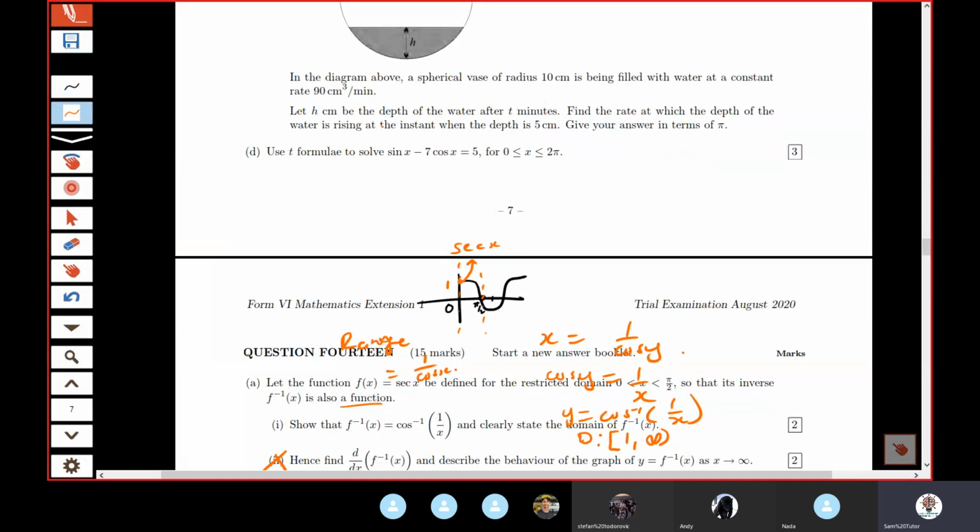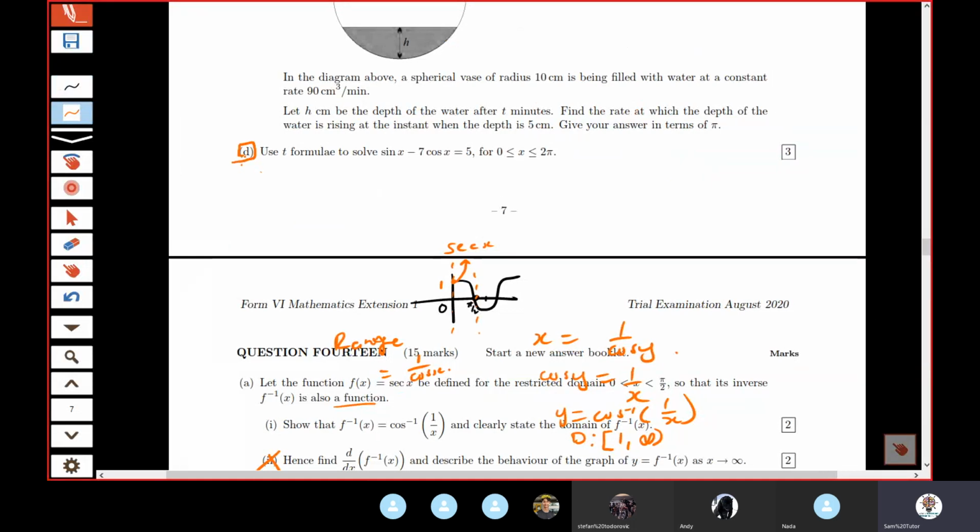Scroll up. Use the t formula to solve the d. I think we're fine with d. Are we okay with that? What's the only thing you've got to do when you're solving for t? With using the t formula, there's a downfall to it. You have to always check something. Someone tell us? You've all forgotten it.